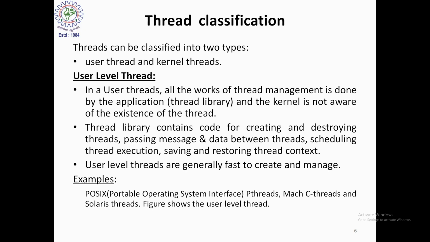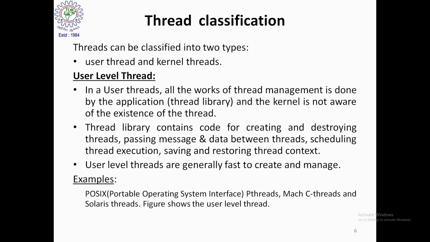In user mode, all the thread management happens at the user level itself. The kernel will not be aware of whatever is happening in the user mode. The thread library contains the code for creating and destroying threads, message passing, sharing of data, and context switching. Everything happens only in user mode in the case of user level threads.